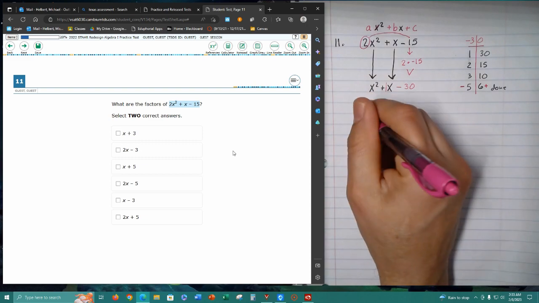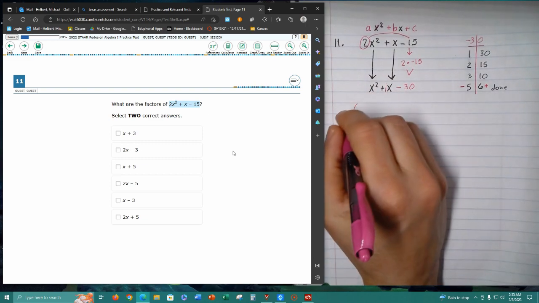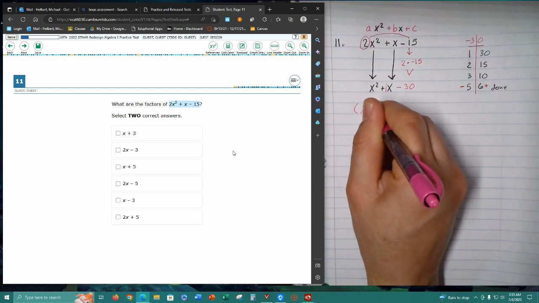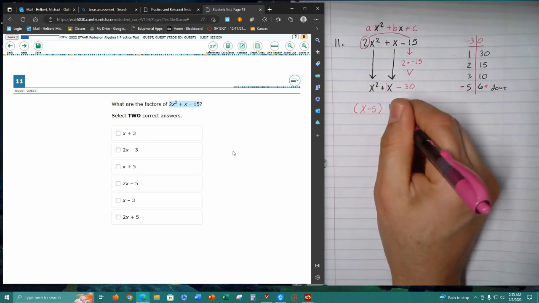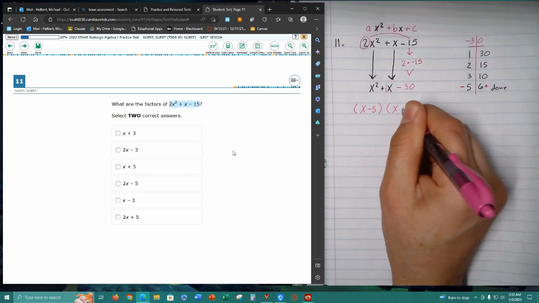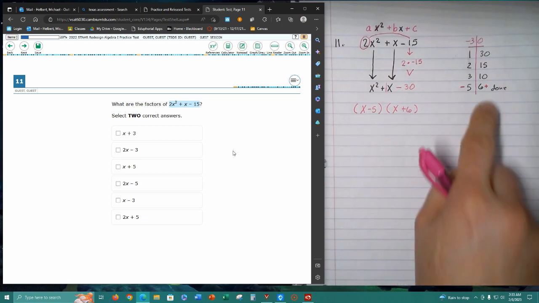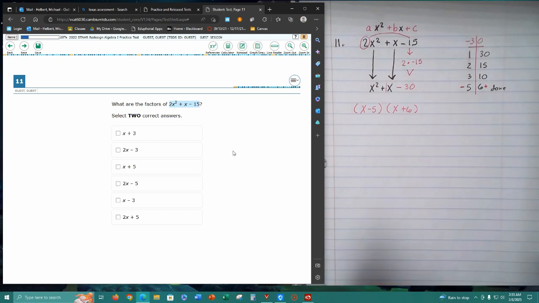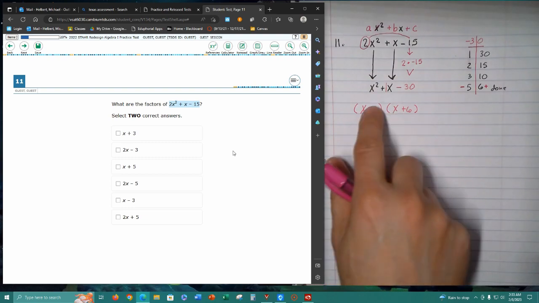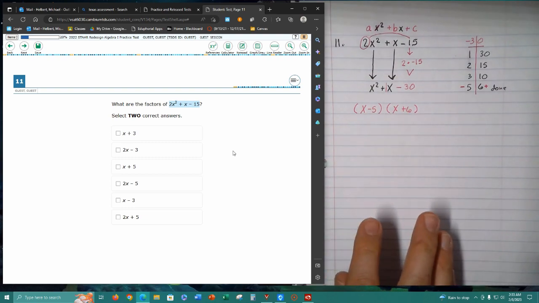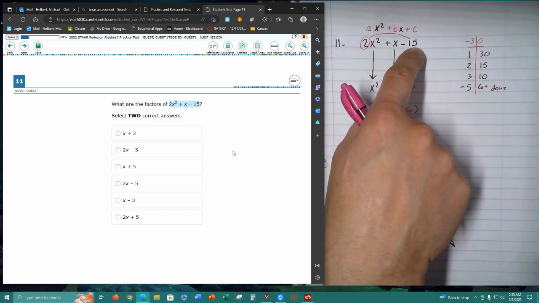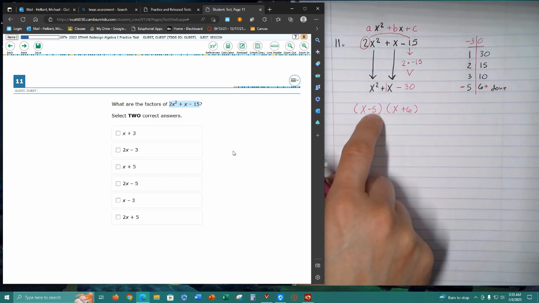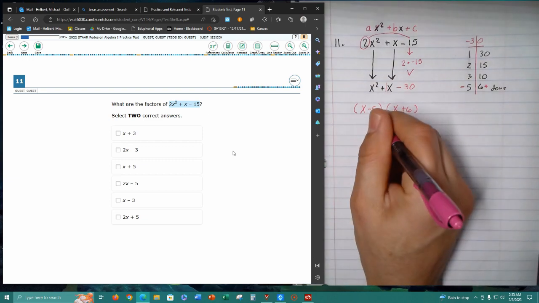So I'm going to go ahead and write these two factors. So I have x minus 5, that's using this first one, and then I have x plus 6, and that's using the second one. So now that I'm here, I got my two factors. We just have one step left. So notice we did multiply this a times the c. Now we got to bring this a back in as a fraction. So I'm going to bring it in.